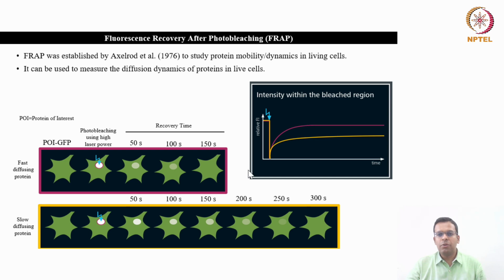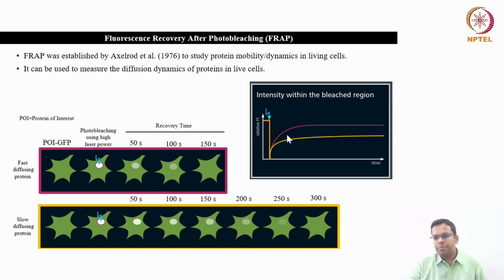So how will this curve look? Initially your intensity was high because there was no bleaching, but then you bleached with a high laser power. So now the fluorescence intensity goes down to almost zero, and then you are seeing the recovery. The protein which is recovering faster, the recovery curve will look like this. And for the protein which is recovering slower, you will see the recovery curve like this.